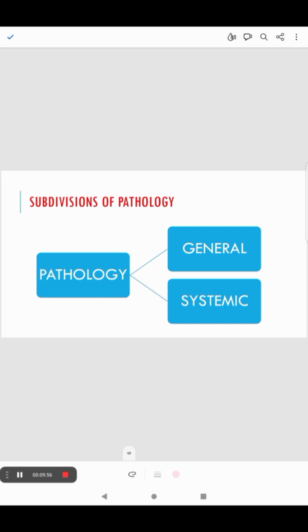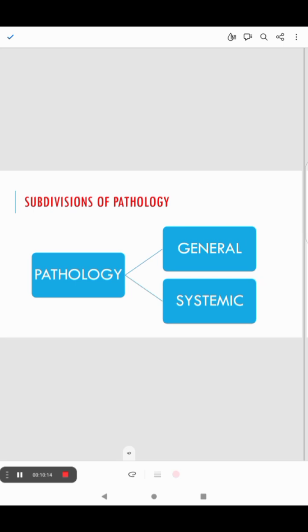Systemic means it is disease specific or organ specific. Okay, the total overall what is happening in the body. So that is systemic pathology, where you will deal with the different systems, maybe heart, lung, kidney, likewise. So these are the two different categories.